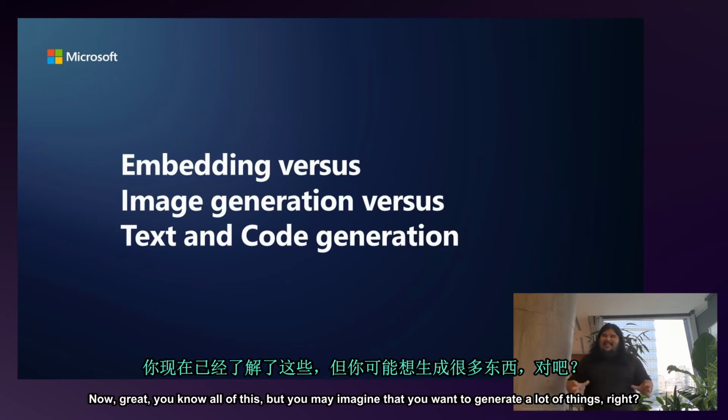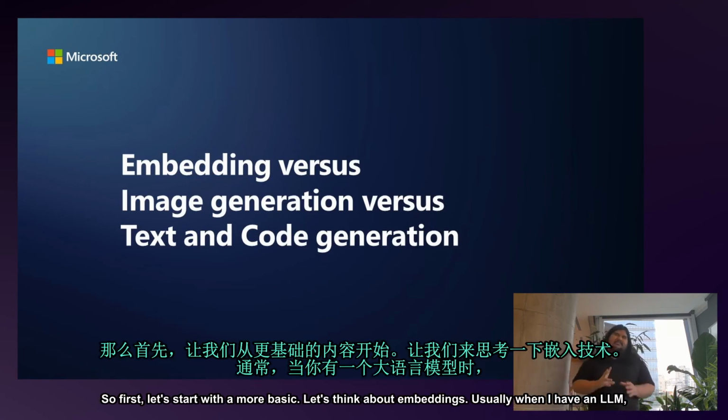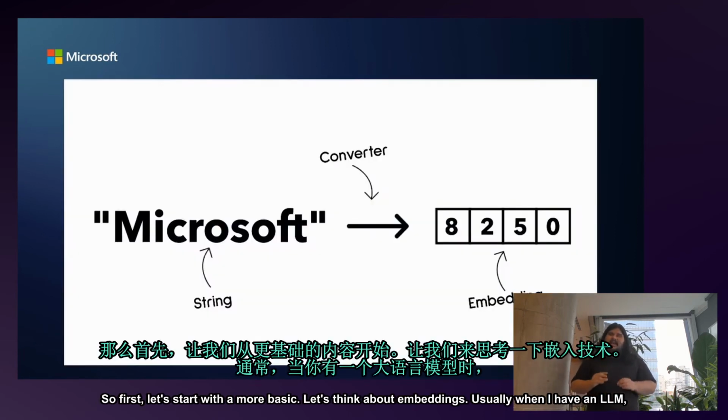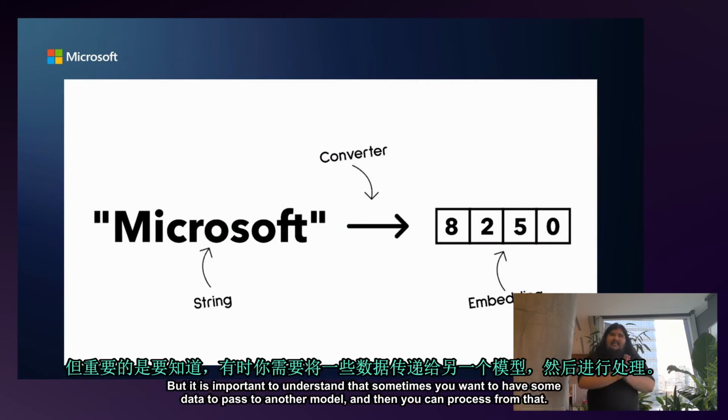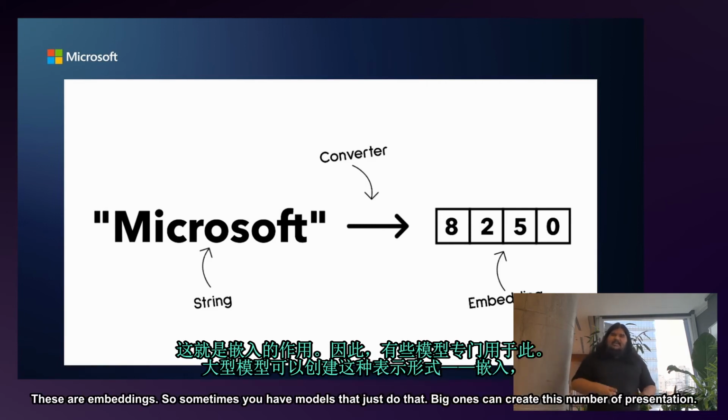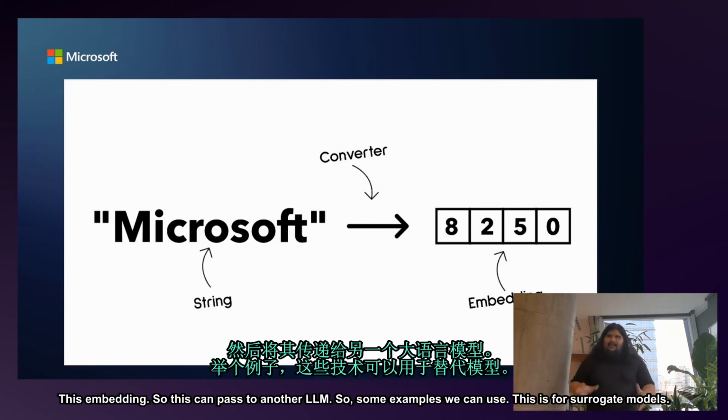Now great, you know this, but you may imagine that you want to generate a lot of things, right? So first let's start with something more basic. Let's think about embeddings. Usually when I have an LLM, I need to pass the context to another LLM. You don't need to know anything about context at this point, but it is important to understand that sometimes you want to have some data to pass to another model, and then you can process from that. These are embeddings. So sometimes you have models that just do that: take prompts and create this number representation, this embedding, so it can be passed to another LLM.